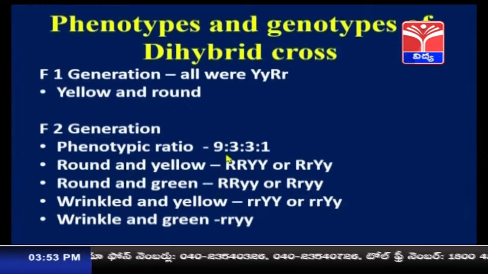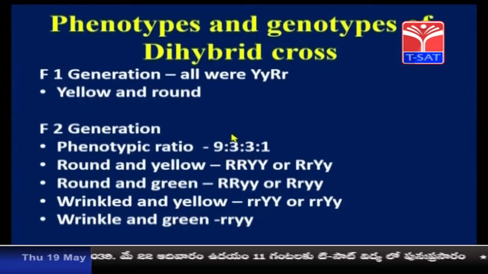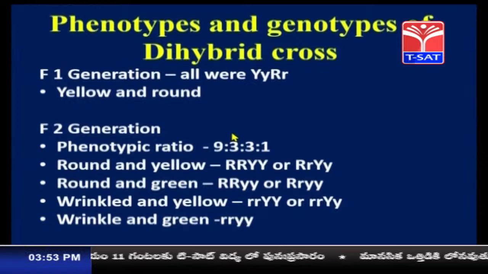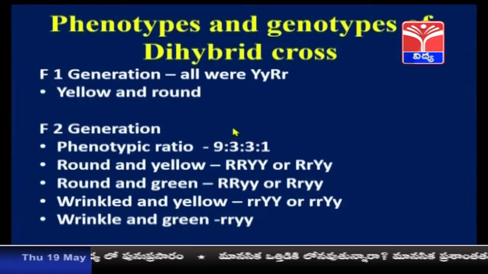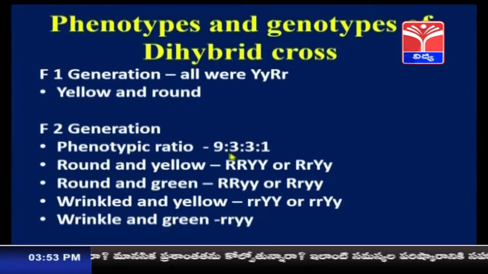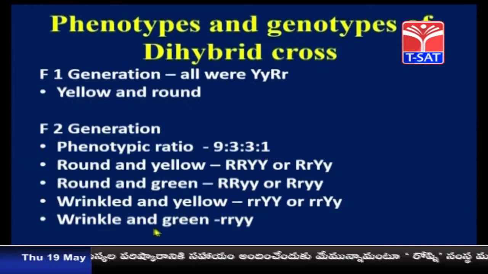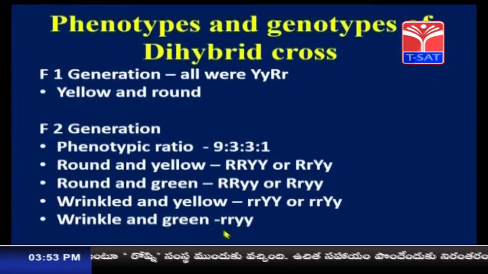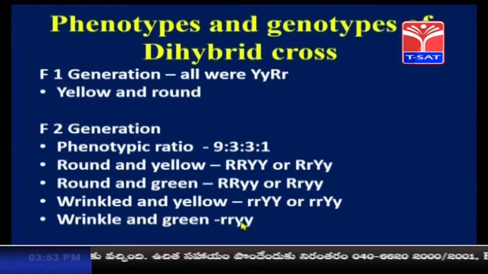So the phenotypic ratio, appearance wise, is 9:3:3:1. For dihybrid crosses, we are not studying the genotypic ratio, we will study that in higher classes, but the phenotypic ratio of dihybrid plants is 9:3:3:1. So wrinkled and green, pure wrinkled and pure green, the parent plant we started with, we get only one plant in the F2 generation.